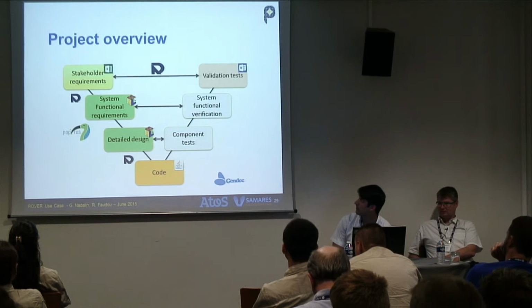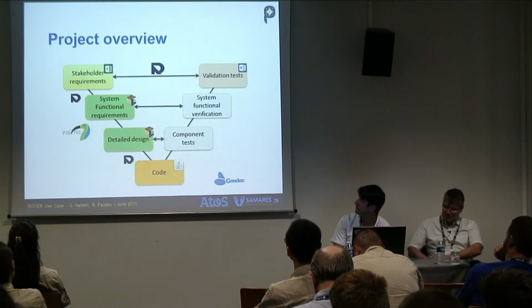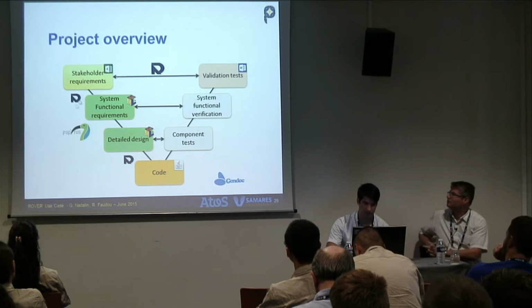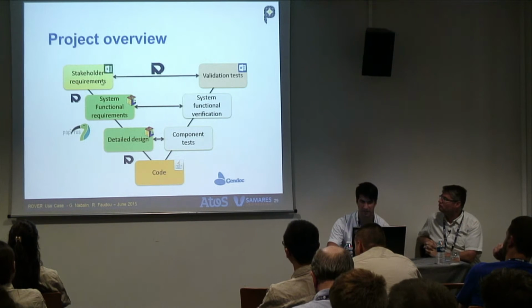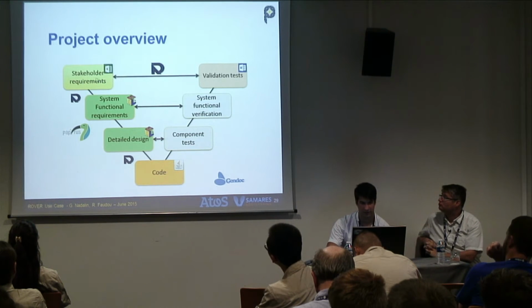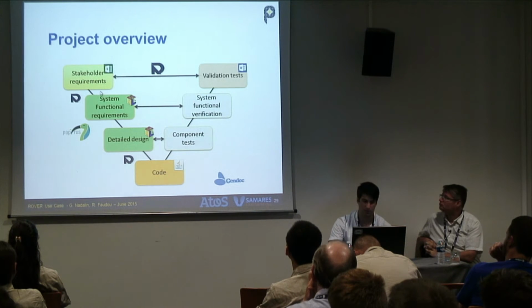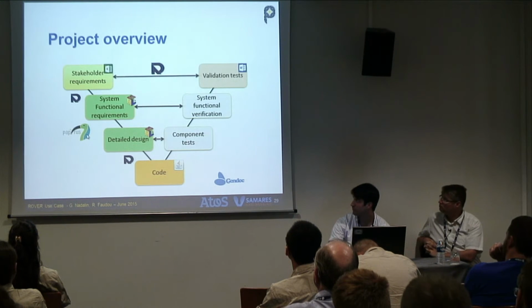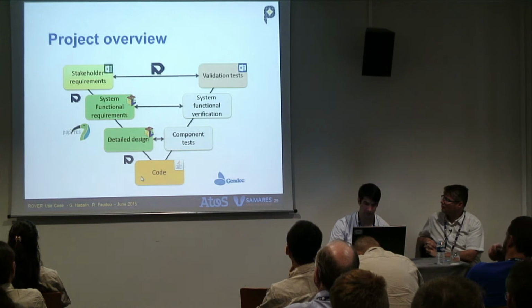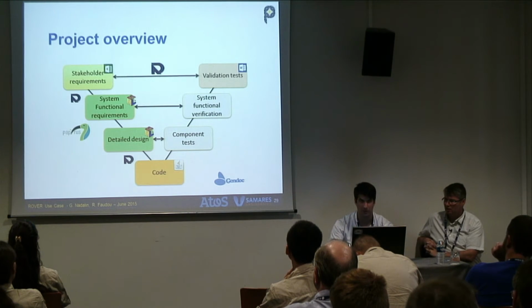Here, this is an overview of the tools we use. So we use ReqCycle to import external documents and link them, or link external documents with Papyrus diagrams, and link diagrams between Papyrus. We link design diagrams with code using ReqCycle, and we use GenDoc to do an overview of the project.